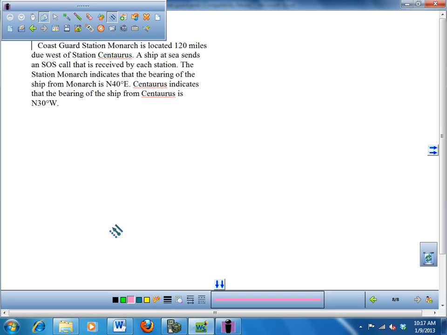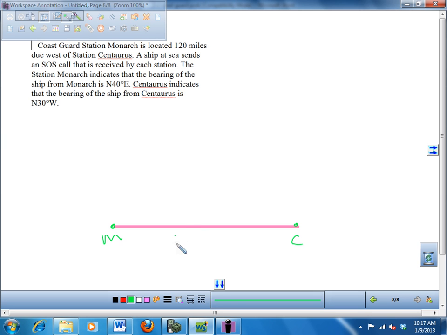All right. So now I'm gonna draw a picture, and I'm gonna go like this. Due west of Station Monarch is due west, so this would be due west, right? So we're gonna call Monarch over here, and Centaurus over here, located 120 miles apart. And the hard part of this is just figuring out how to draw.